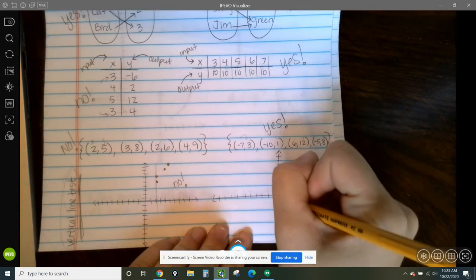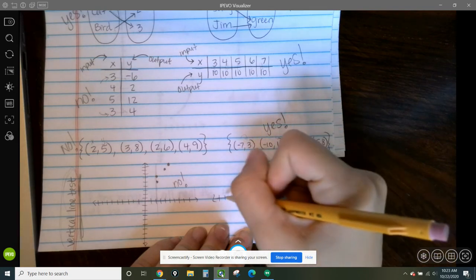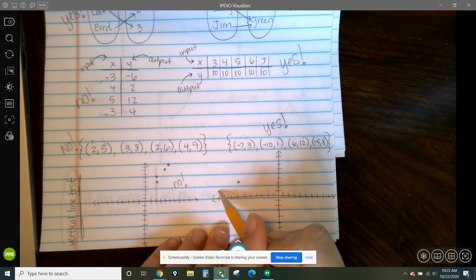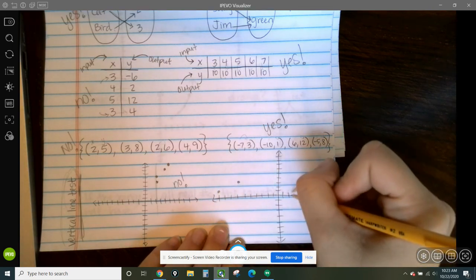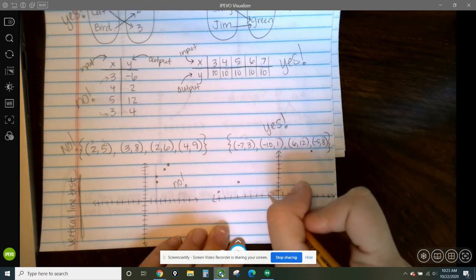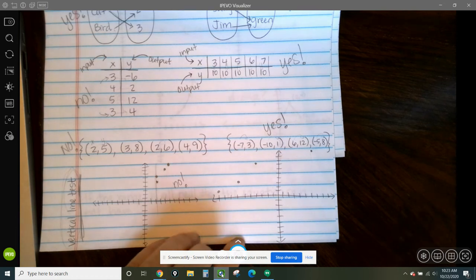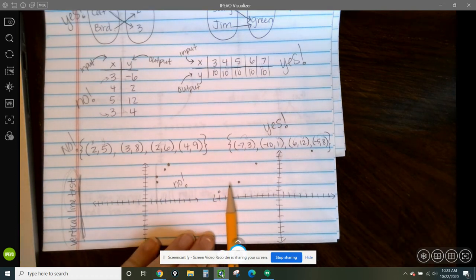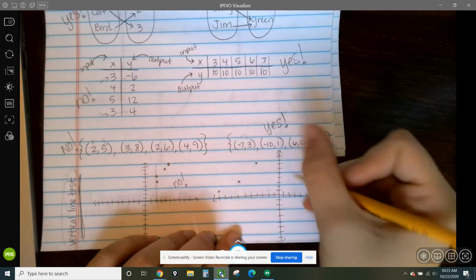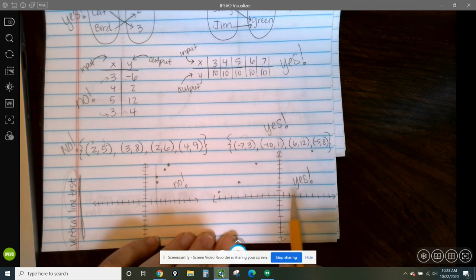Okay, if I graph these ones, -7, 3: back 7, up 3. -10, 1: back 10, up 1. 6, 12: over 6, up 12. -5, 8: back 5 and up 8. So if I look at doing the vertical line test here, as I move my pencil along, there's no 2 points that are stacked on top of each other. There's nowhere that this graph would fail the vertical line test. So yes, this is a function. Just like we set up here with our sets of ordered pairs, this one works just fine.